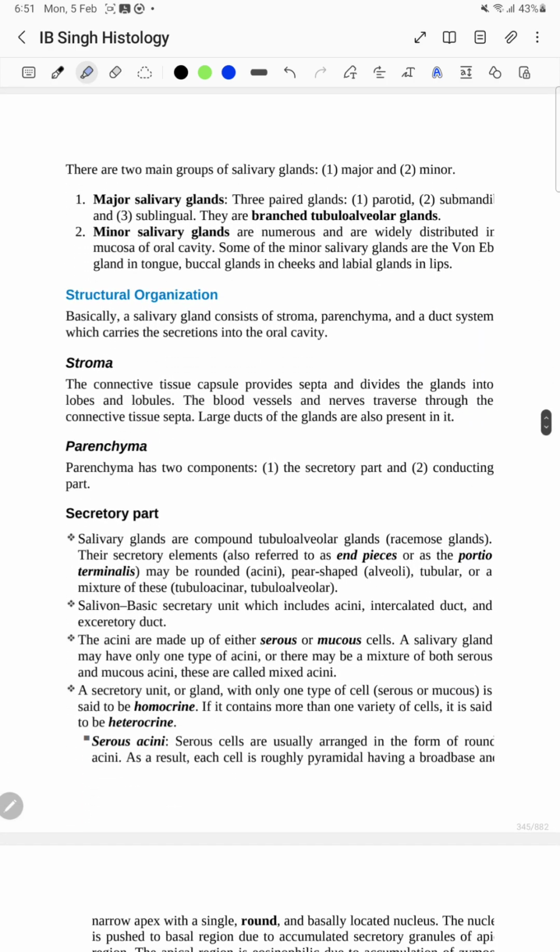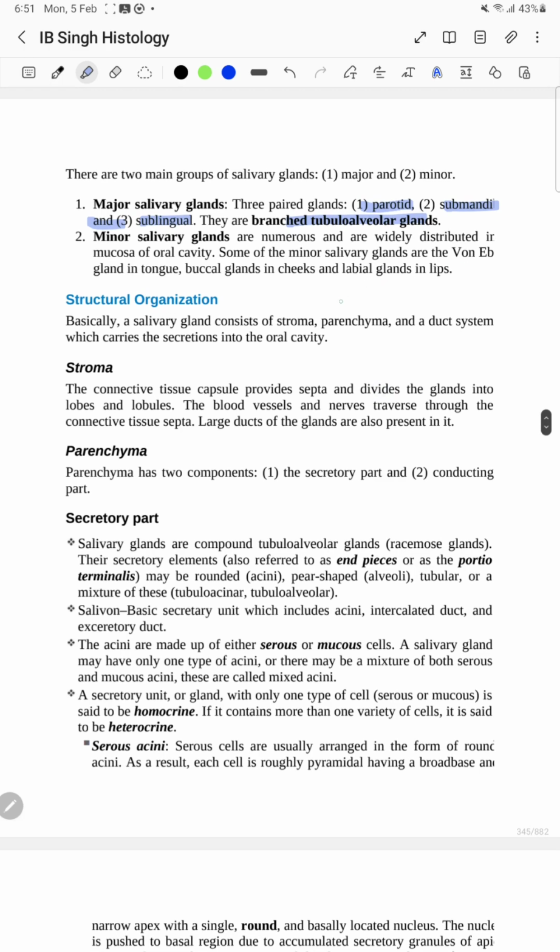Salivary gland. There are two main groups of salivary glands, major and minor. Major salivary glands are three paired glands: parotid, submandibular, and sublingual. They are branched tubulo-alveolar glands. Minor salivary glands are numerous and widely distributed in mucosa of oral cavity. Some of the minor salivary glands are von Ebner's glands in tongue, buccal glands in cheeks, and labial glands in lips.